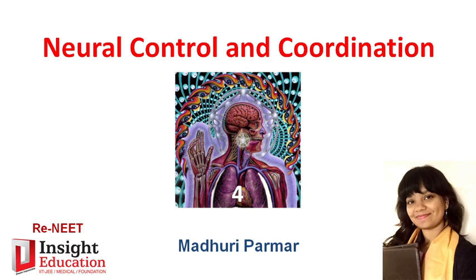Okay, CNS is made up of brain and spinal cord. So, we will be talking about the spinal cord as well as we will be talking about the peripheral nervous system. So let us begin.